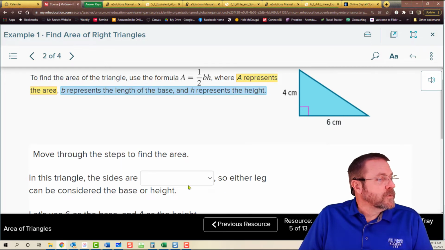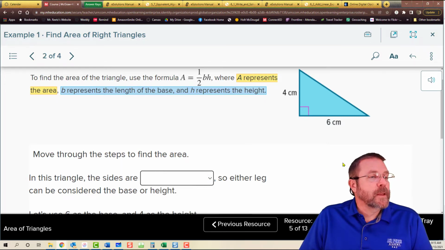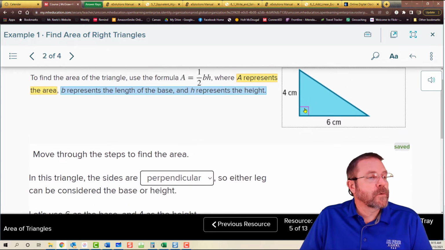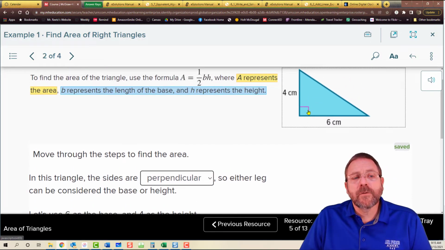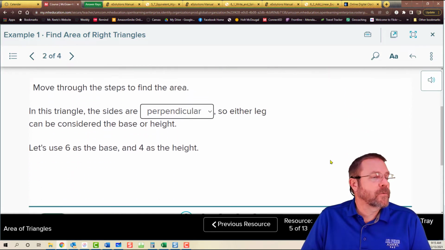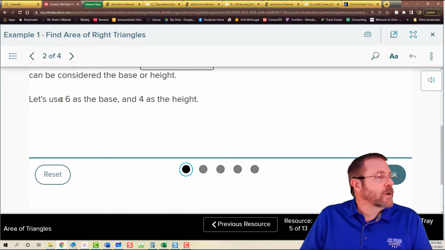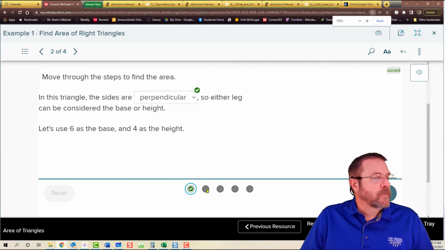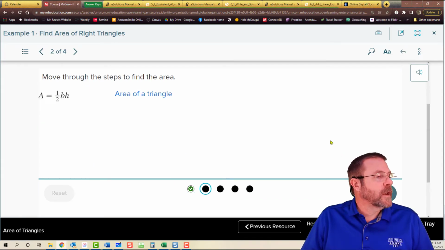Now it says in this triangle the sides are going to be, are they parallel or are they perpendicular? They're going to be perpendicular because it is a right angle. Remember, perpendicular lines meet at a right angle or 90 degrees. And we're going to use a base of 6 and a height of 4 to solve it. So we're going to check that part. From here we're going to move on to the next.